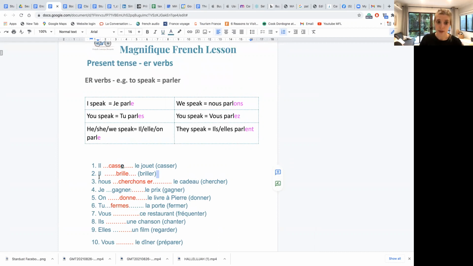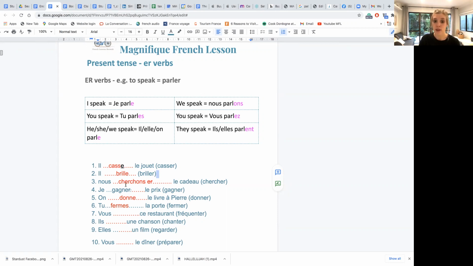Then number two, il brille, it shines. So il means he and it. So we have the same thing again. We go to il, and it's an ER verb, briller. So we have to take off the ER and pop the E back.